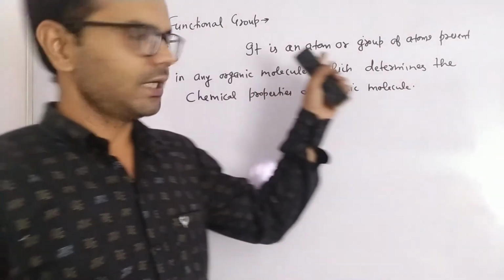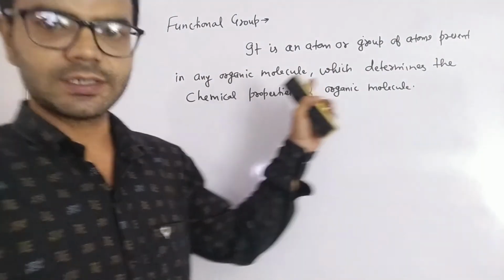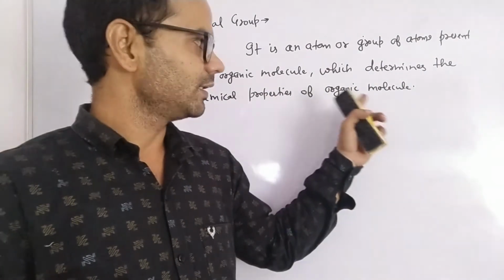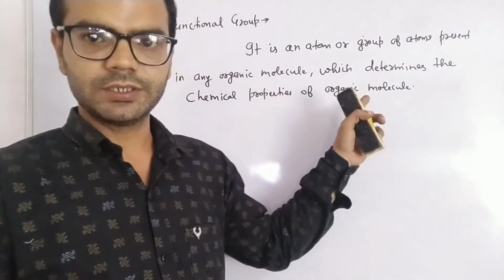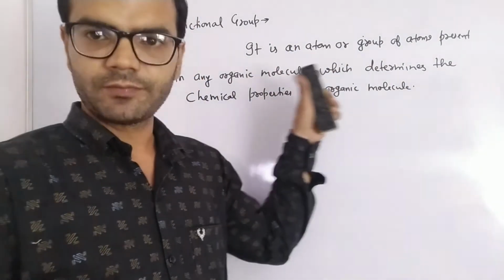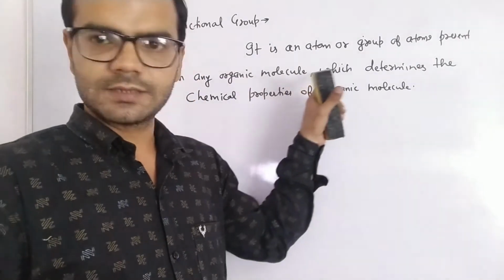It is an atom or group of atoms present in any organic molecule which determines the chemical properties or chemical reactions of an organic compound or organic molecule. So functional groups describe the chemical behavior of an organic compound. In 10th we have 6 functional groups.